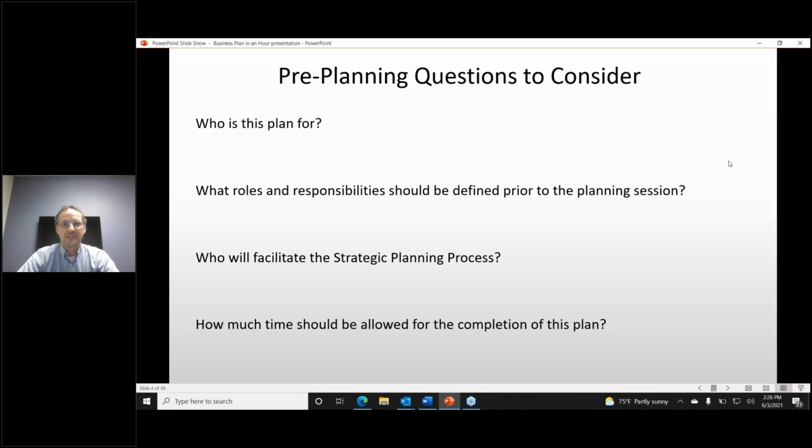Pre-planning questions to consider, whether you're going through this course by yourself as the business owner or whether or not you want to engage your team. These are questions that you need to think about. Who is this plan for? Is it for financing or a banker or lender?